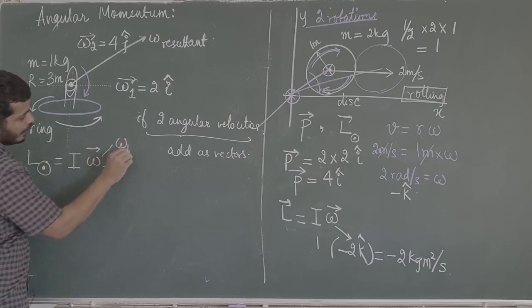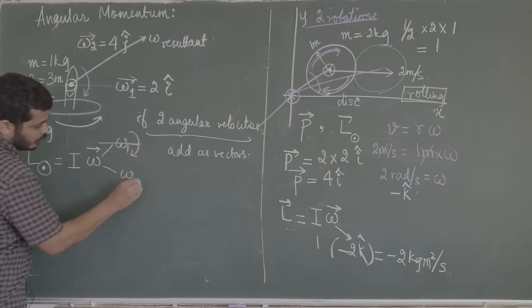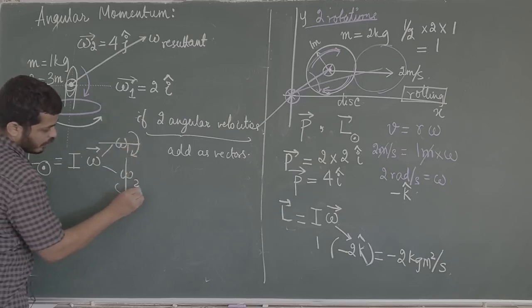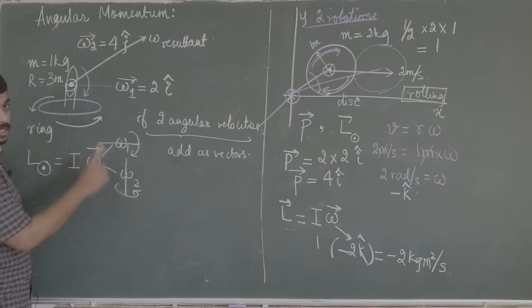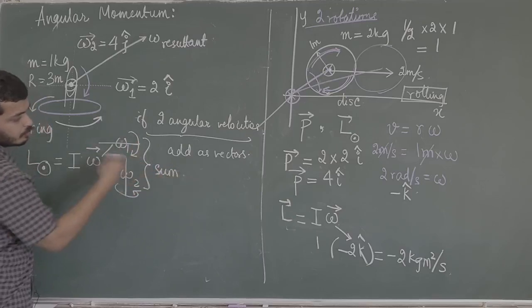So there is one omega for horizontal rotation, the rotation like this. There is another omega for vertical rotation, so for the rotation like this. Which one will you choose? You will choose the sum of both of them. You will have to take the sum of both of them.